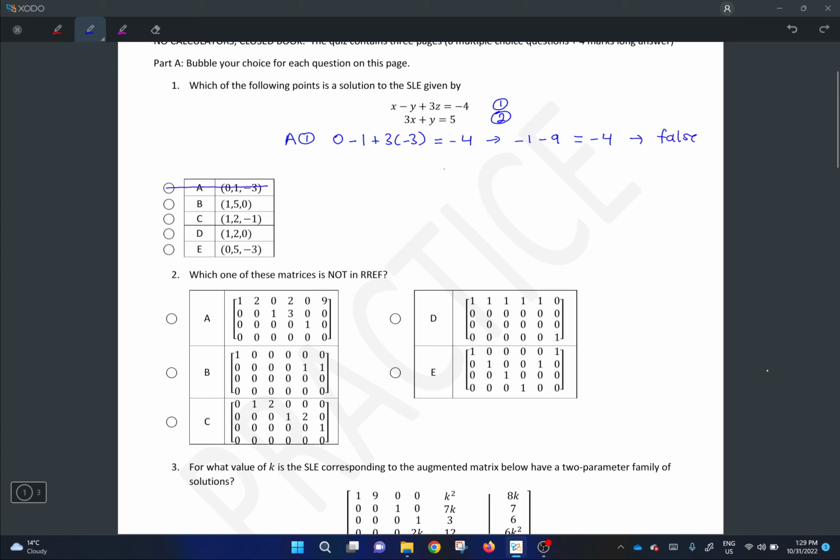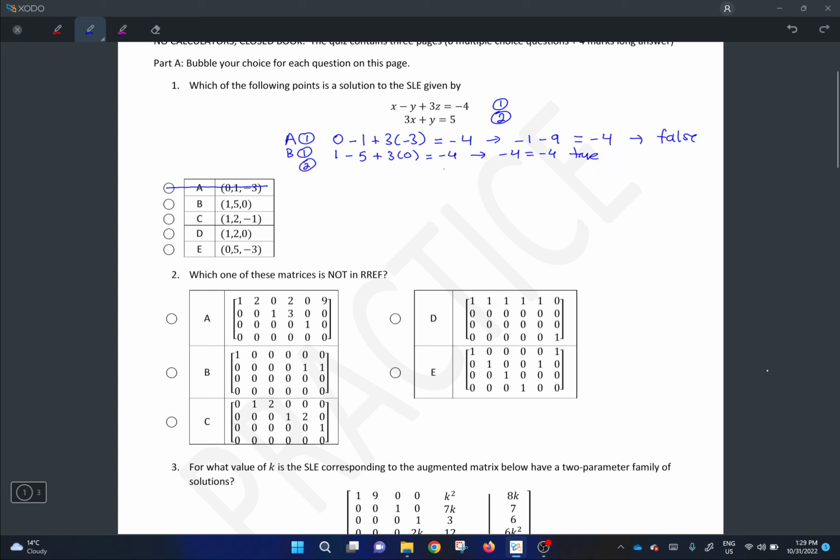Okay, move to option B. Now it has to be true for both equations. If we found it was true for equation 1, we'd also have to double check is it true for equation 2. Option B, we're going to replace x with 1, y with 5, z with 0. So we get 1 minus 5 plus 3 times 0 equals negative 4. So 1 minus 5, that's negative 4, is equal to negative 4. That's true.